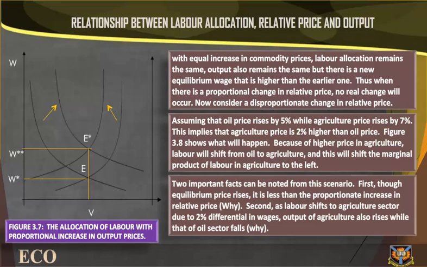Two important facts can be noted from this scenario. First, though the equilibrium wage rises, it is less than the proportionate increase in relative price. Why? Second, as labor shifts to the agriculture sector due to the 2% differential in wages, output of agriculture also rises while that of the oil sector falls.